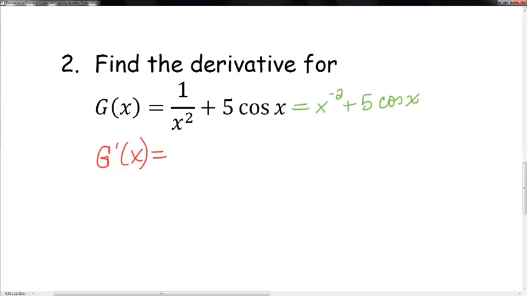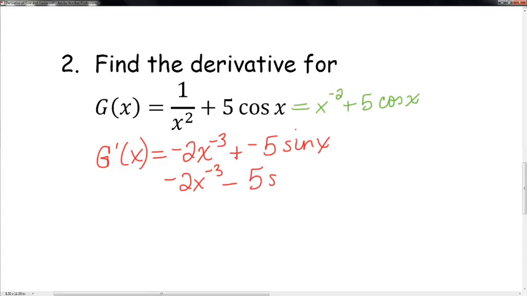And so this will equal negative 2x to the negative 3 plus negative 5, and then the derivative of cosine is negative sine x. So we'll do negative. You could have also written this as negative 2x to the negative 3 minus 5 sine x. Doesn't really matter.